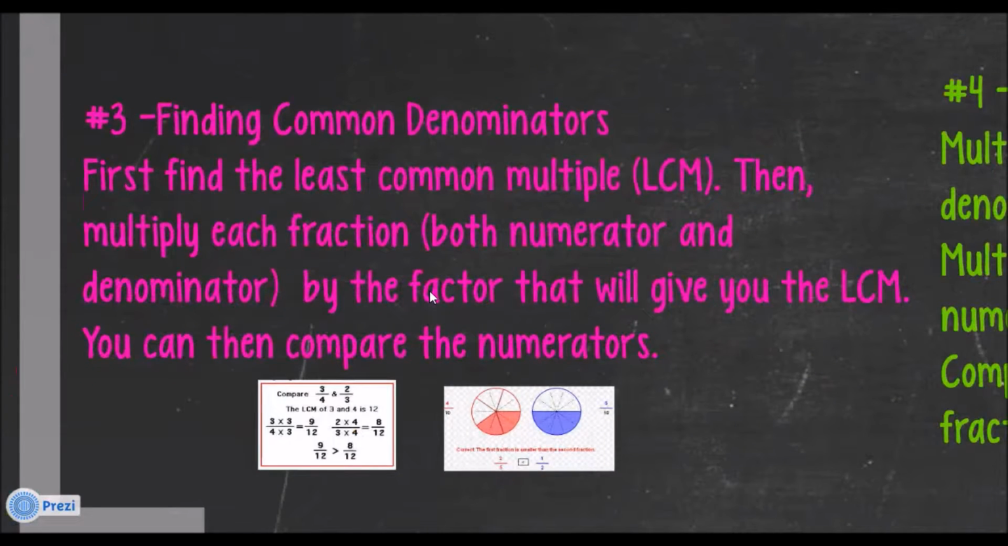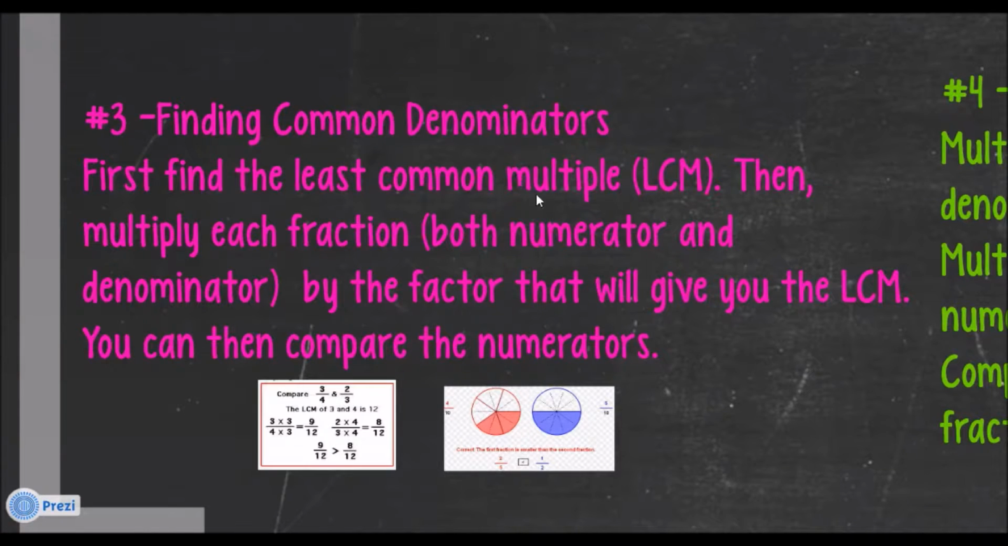Alright, the third method for comparing fractions is when you have different numerators and different denominators. So what you're going to have to do is find a common denominator, and I'll show you how to do that. The first thing you do is find the least common multiple. The least common multiple, or as you might see it, LCM, is the multiple that is common to both, and it's the lowest one.